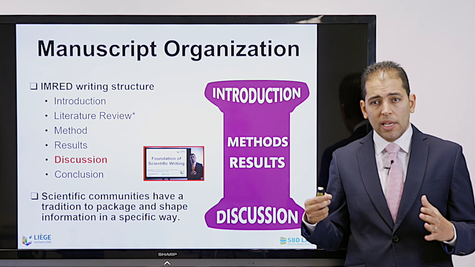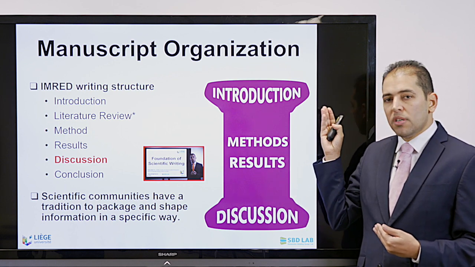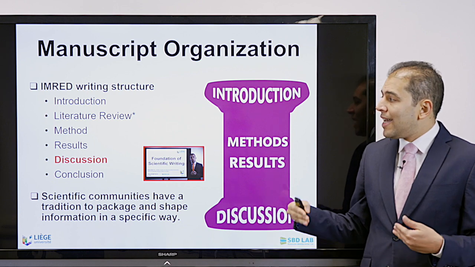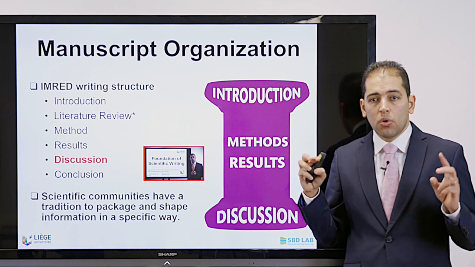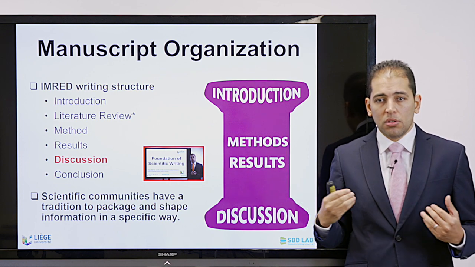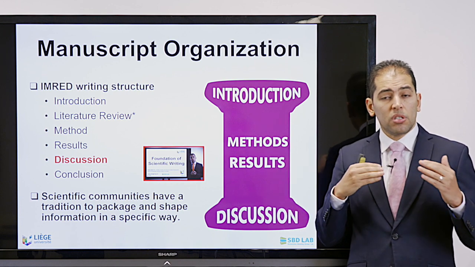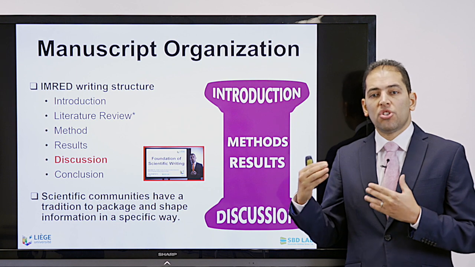The structure is very classical according to the IMRAD structure. The IMRAD structure requires an introduction, a methodology, results, and discussion. We might add between the introduction and the methodology another chapter, which we call literature review, depending on your situation, but some people integrate the literature review in the introduction if it's a short literature review, if the topic is novel and there is not much written about it.